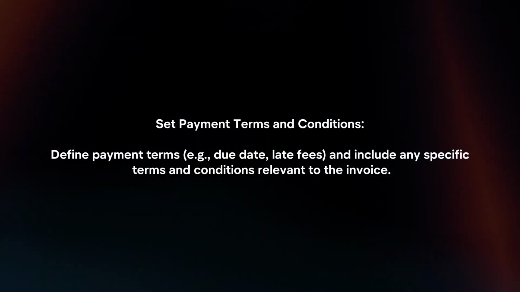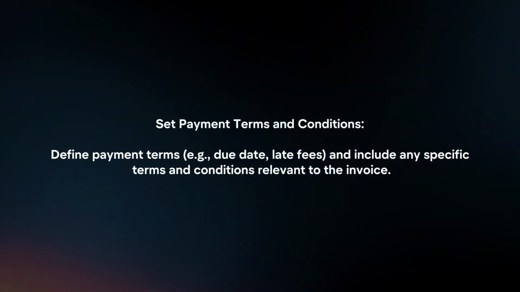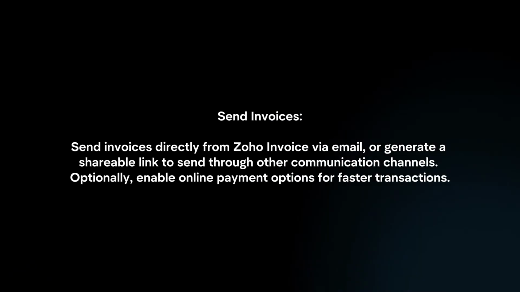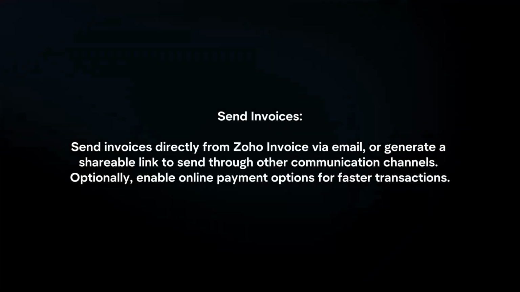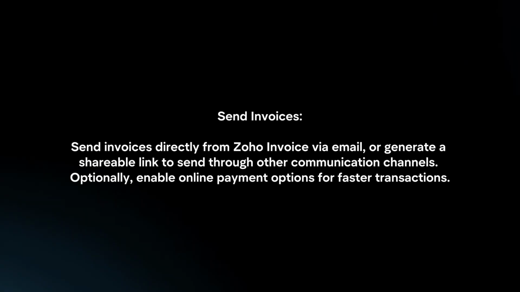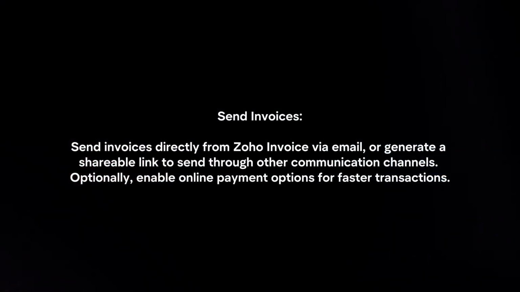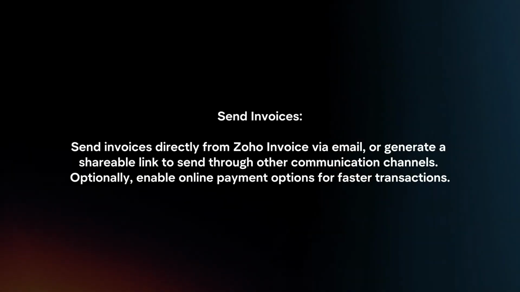Set payment terms and conditions. Define payment terms and include any specific terms and conditions relevant to the invoice. Send invoices. Send invoices directly from Zoho Invoice via email or generate a shareable link to send through other communication channels. Optionally, enable online payment options for faster transactions.